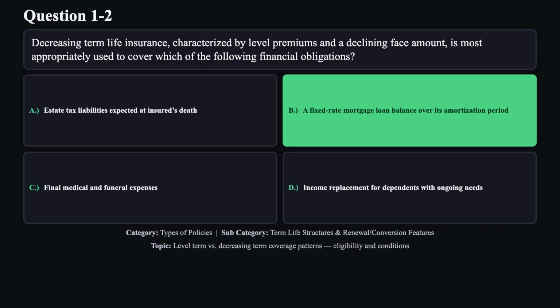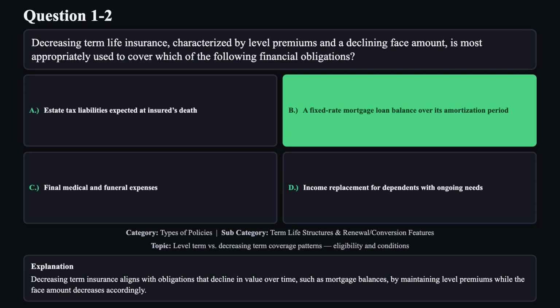The correct answer is B. Decreasing term insurance aligns with obligations that decline in value over time, such as mortgage balances, by maintaining level premiums while the face amount decreases accordingly.